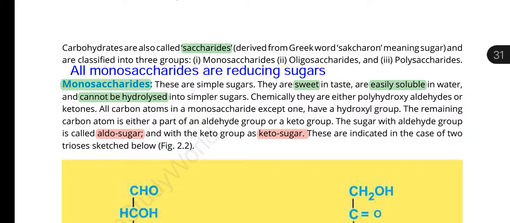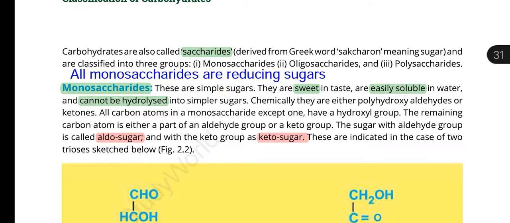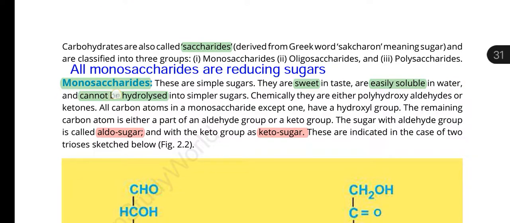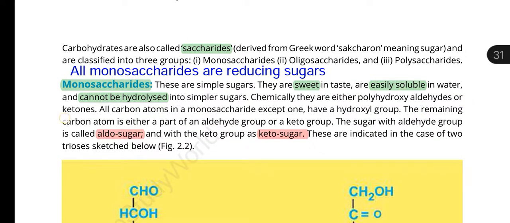It is a very important MCQ in MDCAT and FSc as well: which of these cannot be hydrolyzed? Monosaccharides cannot be hydrolyzed. The question may be, which of the following cannot be hydrolyzed? So we can say that glucose cannot be hydrolyzed. These are simple sugars. They are sweet in taste, easily soluble in water, and cannot be hydrolyzed into simple sugars. Chemically, they are either polyhydroxy aldehydes or ketones. That is a very important MCQ.